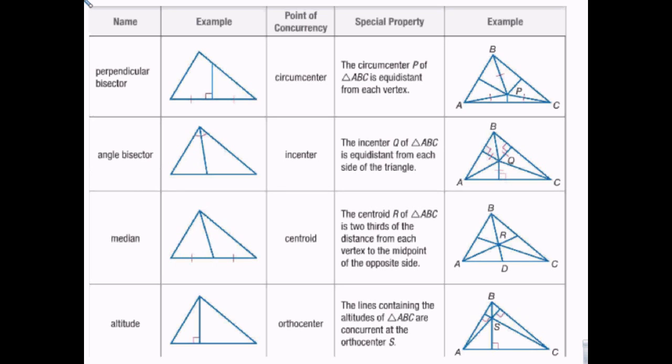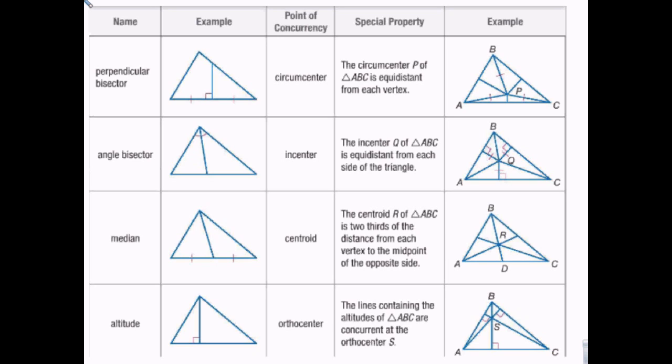So it's kind of like opposites, right? This cuts the angle in half, so it's equally distant to the sides. This cuts the side in half, so it's equally distant to the angles. Do you see how that kind of works, where they're backwards of each other?